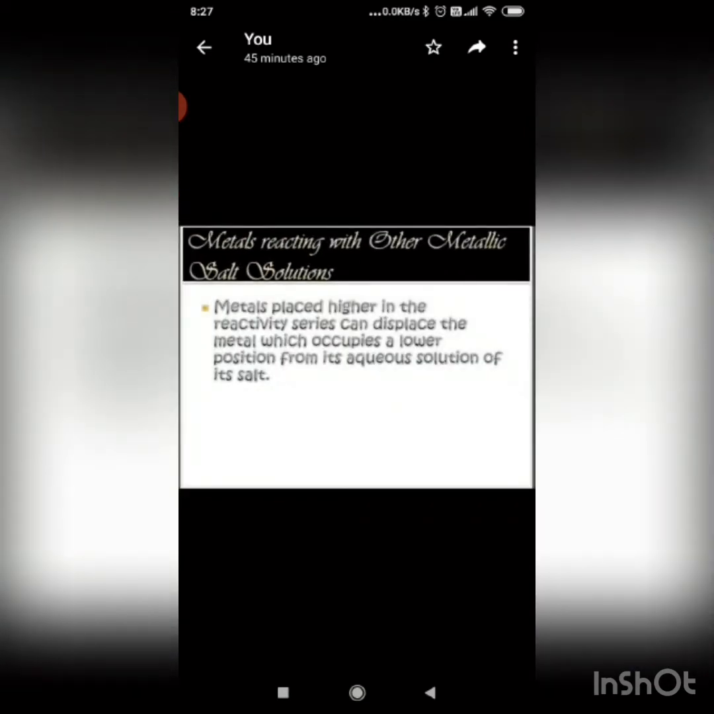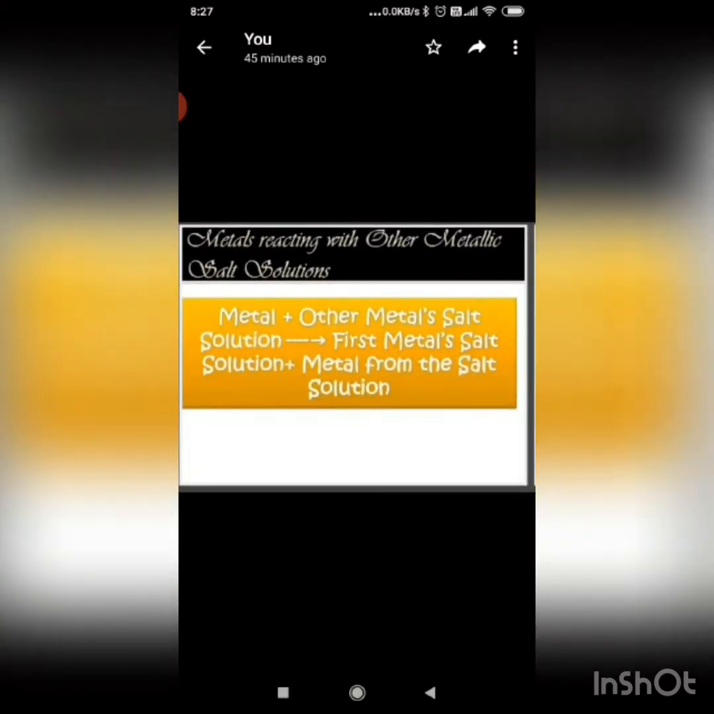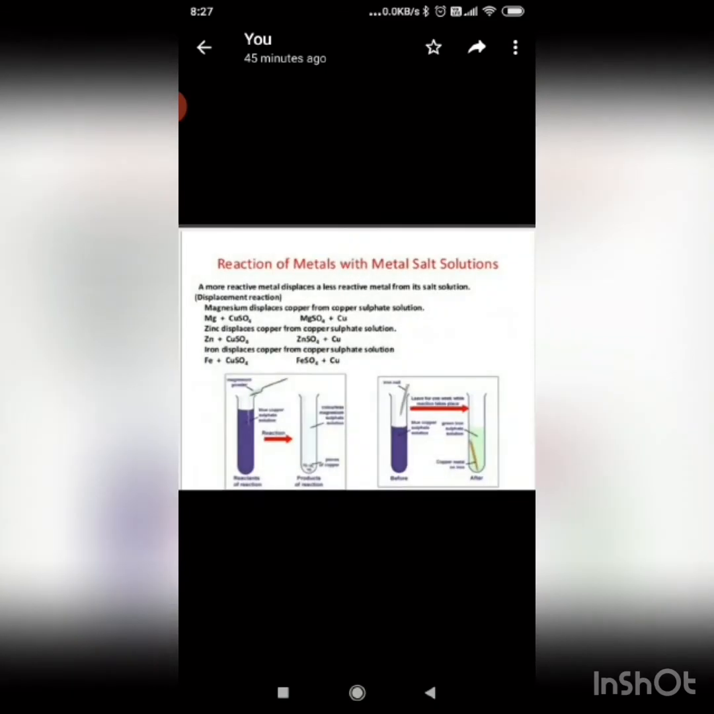So how do metals react with other metallic salt solutions? Metals placed higher in the reactivity series can displace the metal which occupies a lower position from the aqueous solution of its salt. So when a metal reacts with another metal's salt solution, it gives a new metal salt solution plus the metal from the salt solution. We have already discussed this in previous classes; that is a displacement reaction. A more reactive metal displaces a less reactive metal from its salt solution, which is known as a displacement reaction.